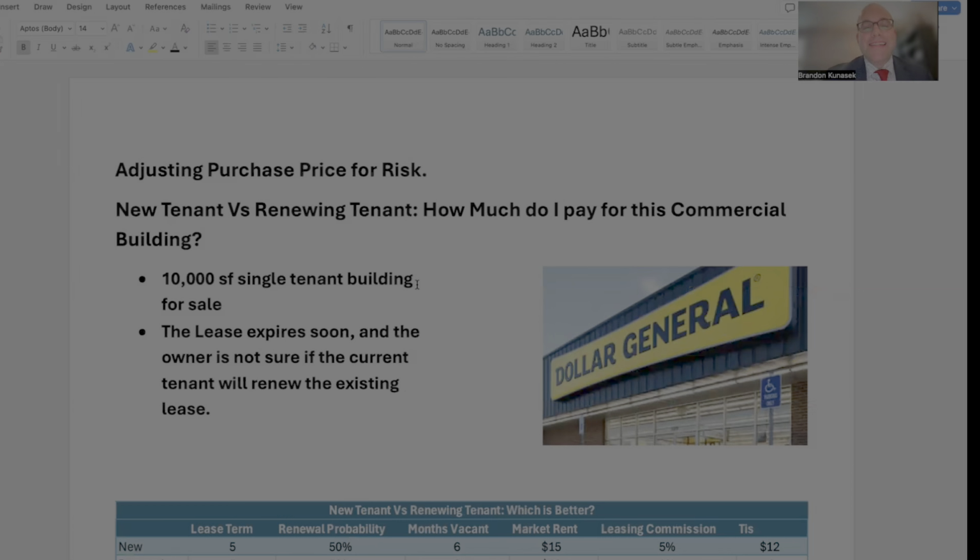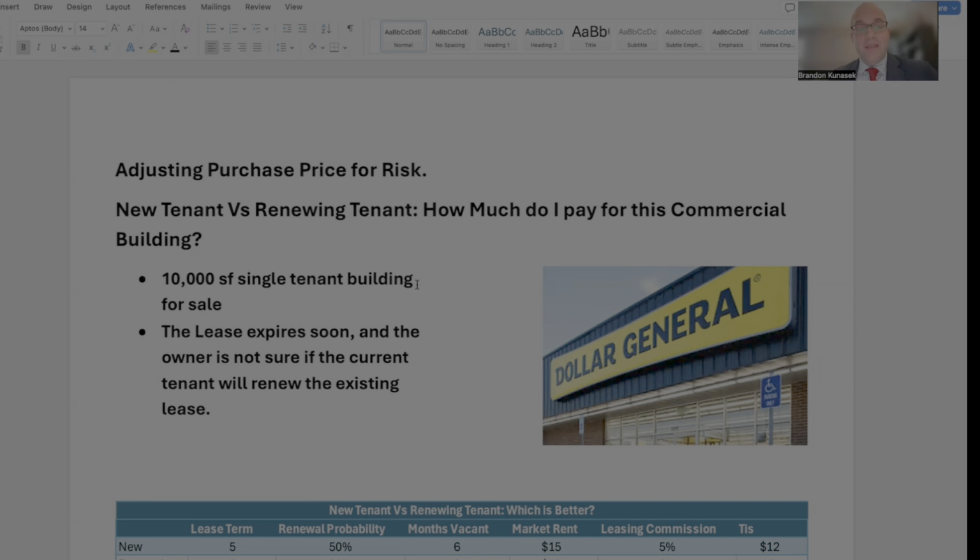All right, so you're a savvy investor and you need to know how to adjust the purchase price that you're willing to pay for a commercial property based on the risk in the deal. So essentially, we're going to adjust that purchase price for risk. Now, how do you figure that out? How do you know what to pay for a particular property when there's a certain level of risk in it? Well, that's what we're going to cover.